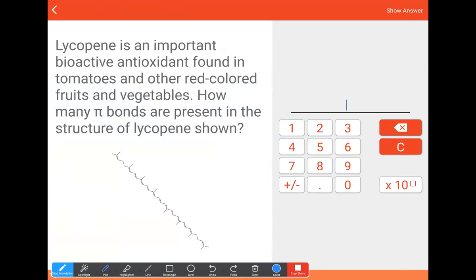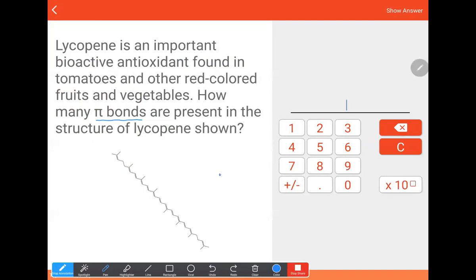All right. These questions sound very hard, and this molecule looks very complicated, but this question is actually not too bad. What it's asking is how many pi bonds are there in the structure of lycopene. In this one, we don't have any triple bonds, so we're looking at double bonds.